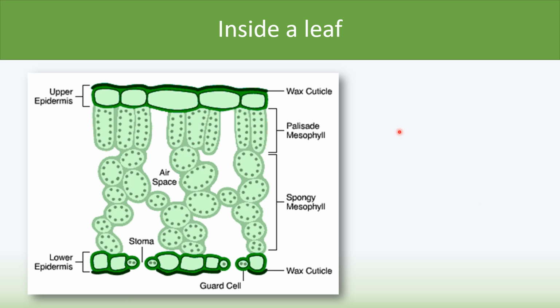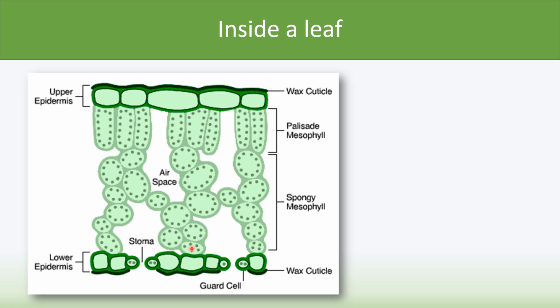But here's the answers. So the leaf starts with a waxy cuticle, which is a waxy layer preventing water loss. We then have the transparent upper epidermis, which allows the light to transfer through into the palisade mesophyll, which have a large surface area and are densely packed with chloroplasts, allowing photosynthesis.